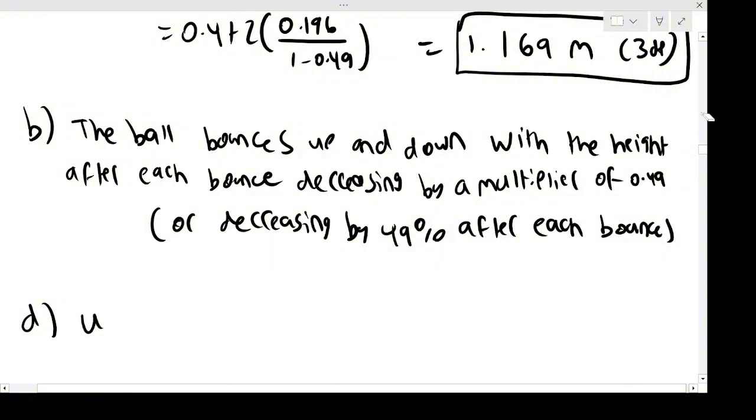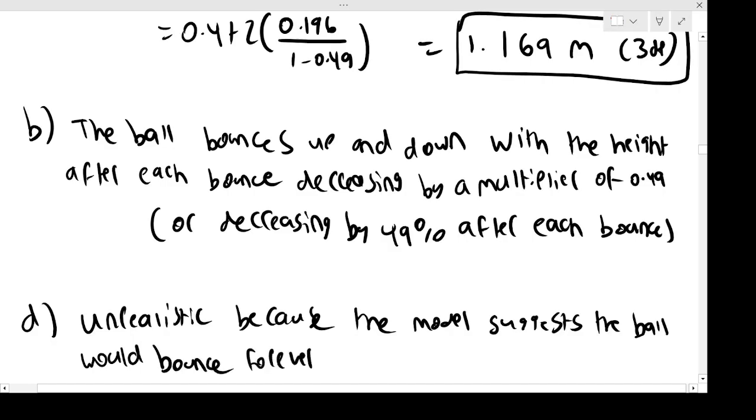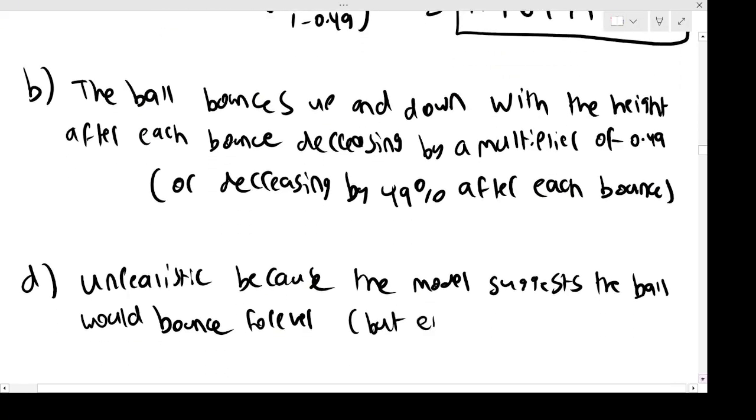So it's unrealistic because the model suggests the ball would bounce forever. But of course that can't be true, because the ball would eventually just stop moving. It would stop bouncing, right? And there we are.